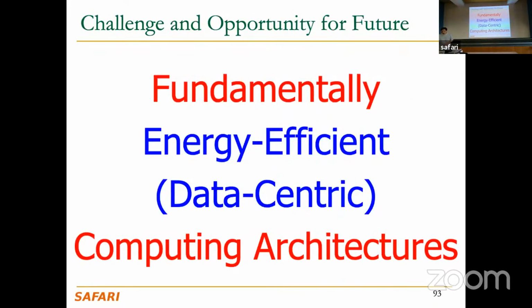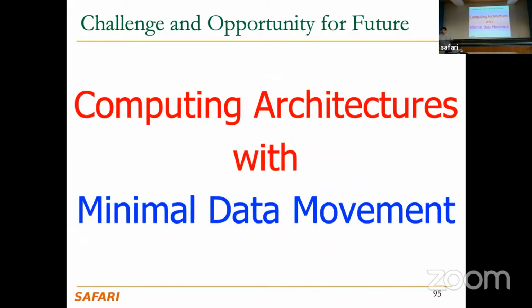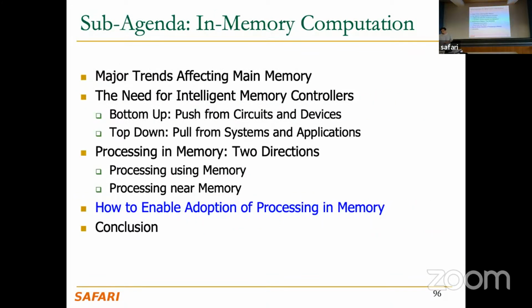So as you see, processing near memory is another way of doing processing in memory that can provide fundamentally energy-efficient, high-performance data-centric computing architectures, and computing architectures with minimal data movement. Okay, so let me know if you guys have any questions.